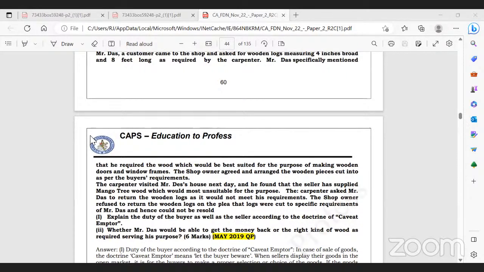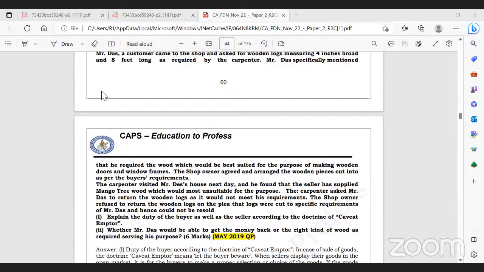Now here, remember the buyer asked the seller, I want to use it for door frames and for houses. Please supply me the best wood. But this person supplied goods which were not suitable for that, right? Basically caveat emptor: if he had just told him, give me wood, I just want wood in this frame, and then he had supplied it, then there would have been caveat emptor. But here, since he told him the reason or the purpose for which he is buying the goods, and even then the supplier supplied him an inferior variety of goods, there cannot be any.